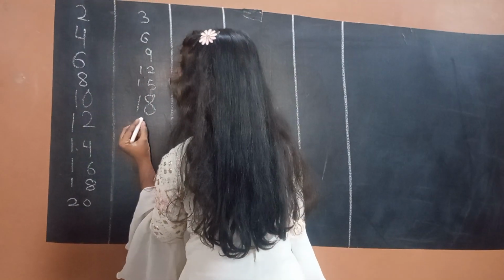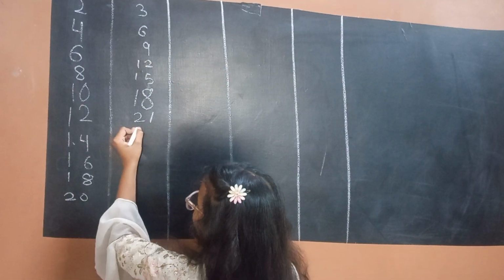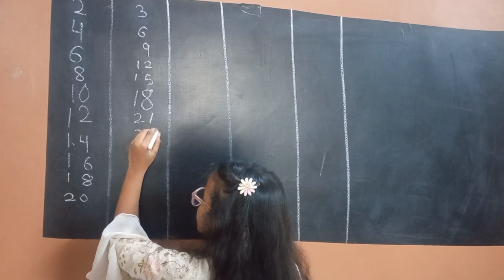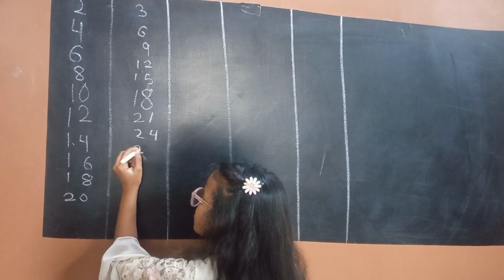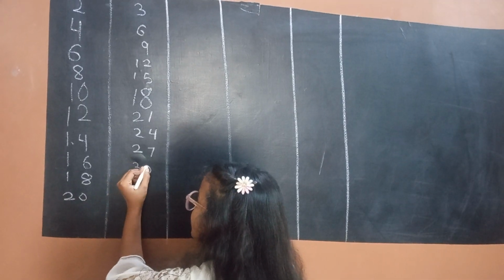3 7s are 21. 3 8s are 24. 3 9s are 27. 3 10s are 30.